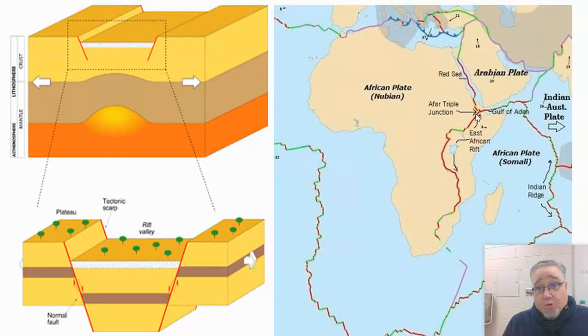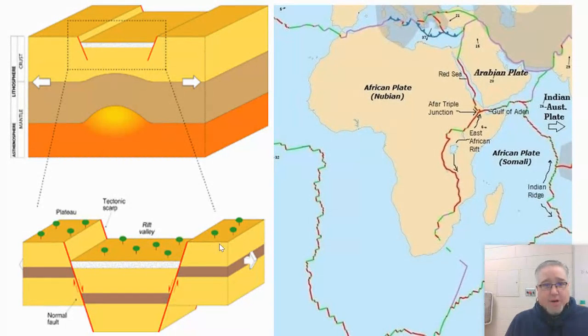There's a lot of mountain ranges in that East African Rift, but it literally is an area where the ground is going downward. If you look at this picture on the left, it shows you the result of this divergence. You've got one plate moving this way, one plate moving this way, and it forms the rift, but it also forms these mountain ranges that occur on both sides of it as well.